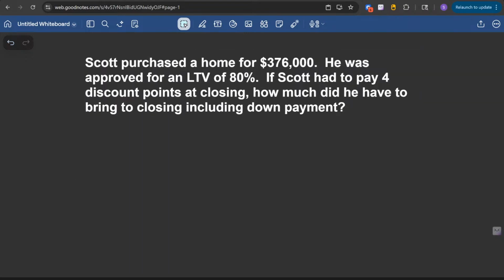So let's read the question and let's take a look at this one real quick. It says: Scott purchased a home for $376,000. He was approved for an LTV of 80%. If Scott had to pay 4 discount points at closing, how much did he have to bring to closing, including the down payment? Okay, so including the down payment, how much did he have to bring to closing?